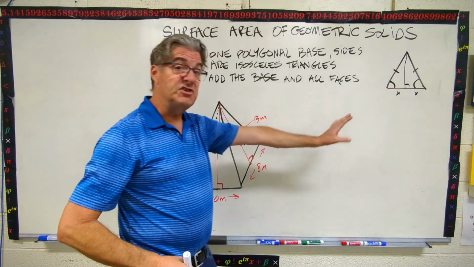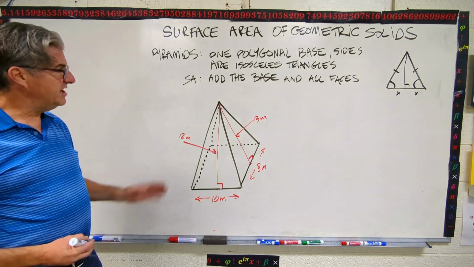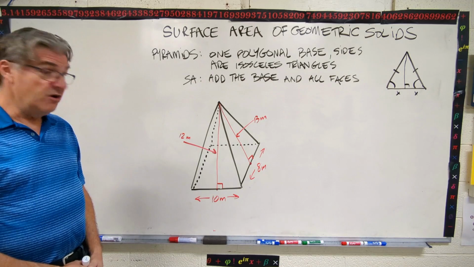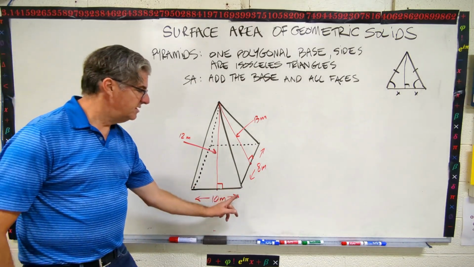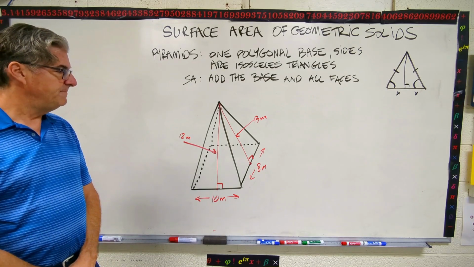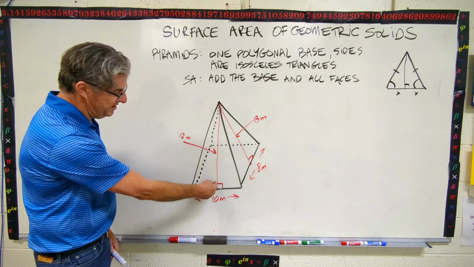So all that stuff is useful in figuring out surface area problems. All right, so let's take a look at this one here. I've got a rectangular pyramid. How do I know? My base is 10 meters by 8 meters. So that's what tells me this is a rectangular pyramid. My faces have slant heights of 12 meters.